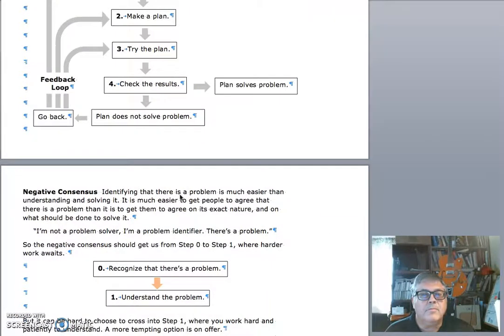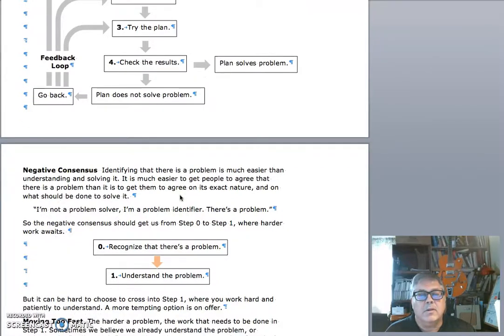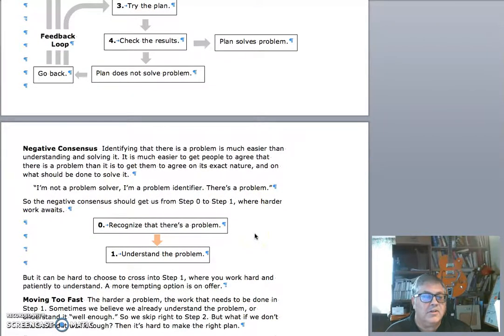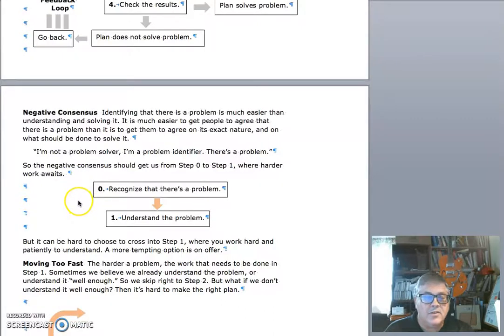Okay, so recognizing that there's a problem isn't as hard as solving it. So I like to call that a negative consensus. Identifying that there is a problem is much easier than understanding and solving it. It's much easier to get people to agree that there's a problem than it is to get them to agree on what is its exact nature and what should we do to solve it. It's like that joke in a recent TV commercial. I'm not a problem solver, I'm a problem identifier. There's a problem.